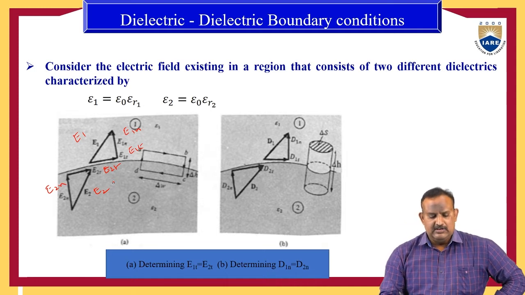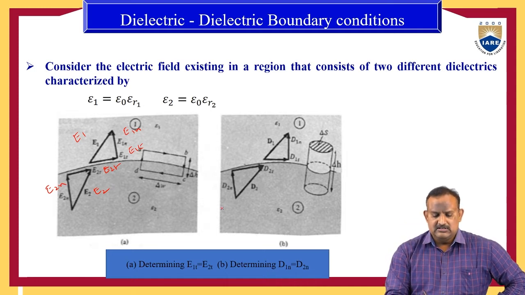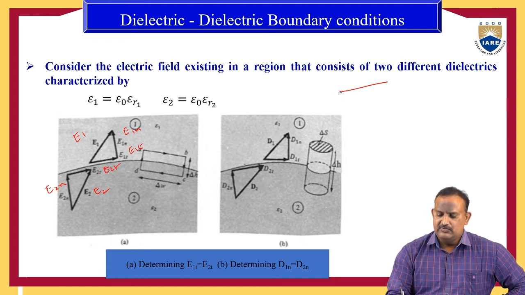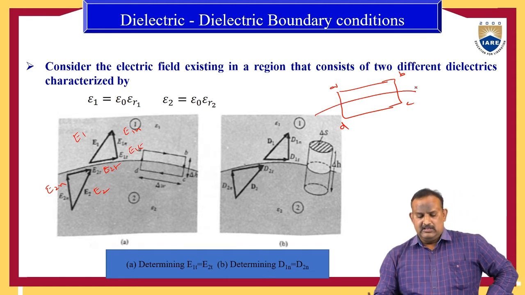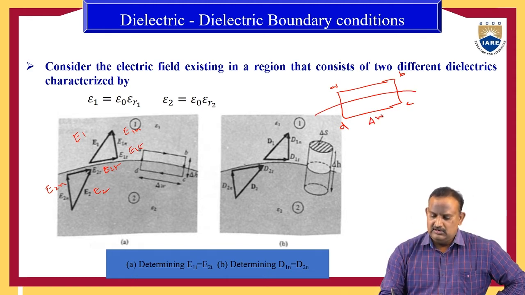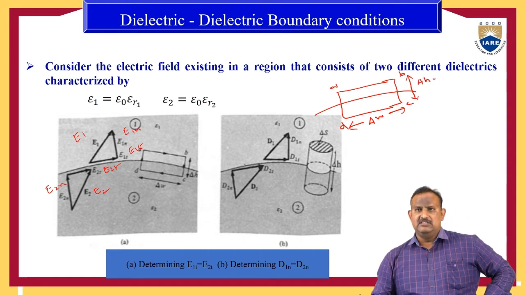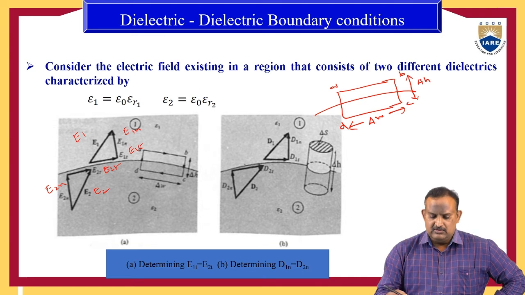To find the conditions, I am assuming a rectangular box to find the boundary conditions. The points are A, B, C, D. Assume a boundary. The total width of the rectangular box is dw and the height of the rectangular box is dh, or delta h. Next, we can observe the second figure, figure B.